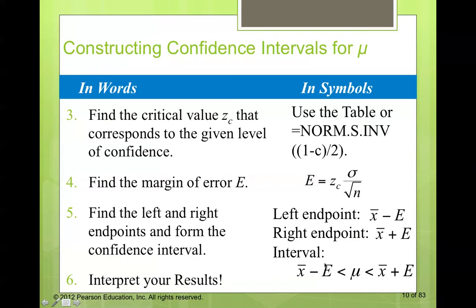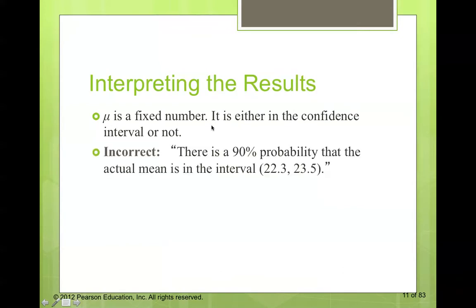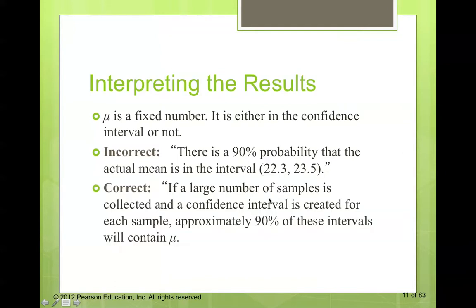Once we are given all this information, we need to interpret our results. So that brings us to, how do we interpret this interval? Interpreting the results, mu is a fixed number. It is either in the confidence interval or not. It is incorrect to say that it is 90% probable that the actual mean is in this interval. We don't really know that, but what we can say is if a large number of samples are collected and the confidence interval is created, approximately 90% of these intervals will contain mu.